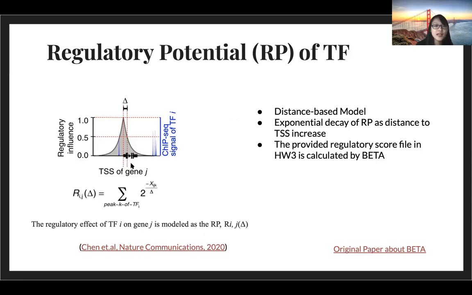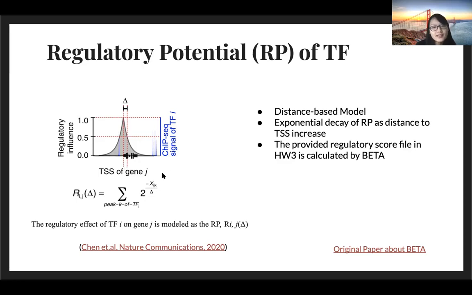For example, if you're more interested in the promoter region, promoter TF, you can set it to maybe 1 kb, 2 kb, 10 kb, right? If you're interested in more distant interactions, maybe you can set it to like 100 kb, right? And x_ijk means the distance of your peak to TSS of a gene.